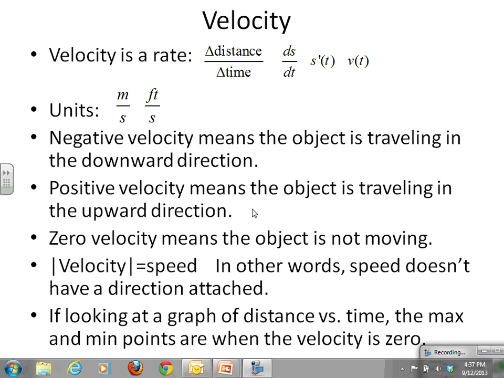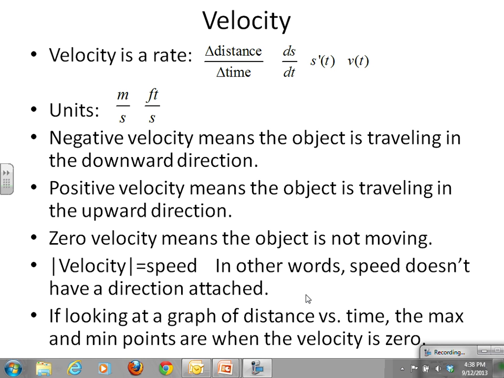The difference between speed and velocity, which I alluded to a minute ago: your speed is always a positive number. When we have a speed limit on the freeway, they never give it as a negative number. That would be silly. So speed is just the absolute value of velocity, and it doesn't take into account the direction.